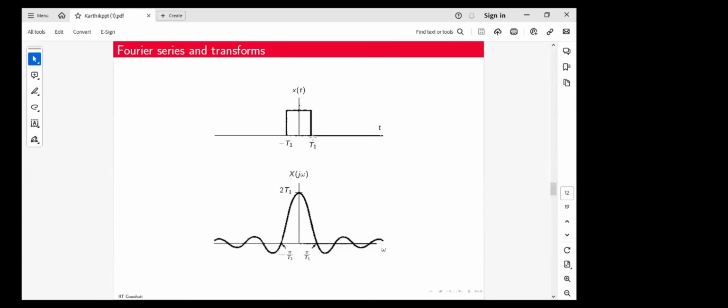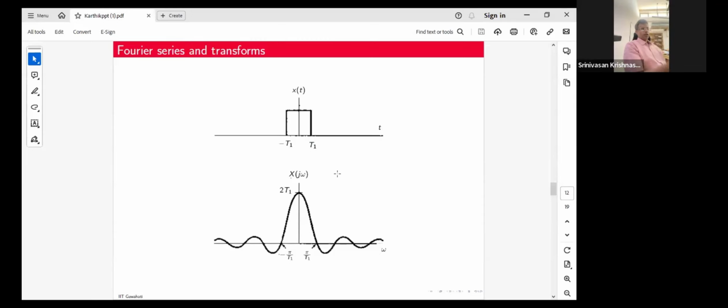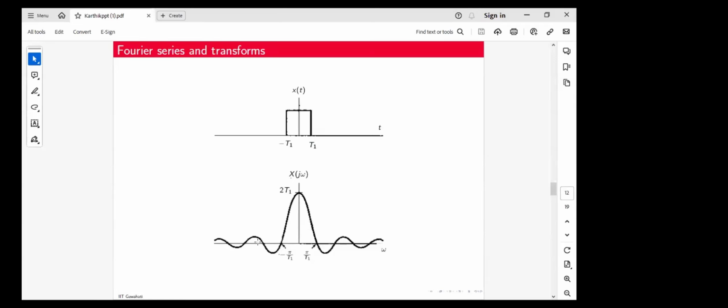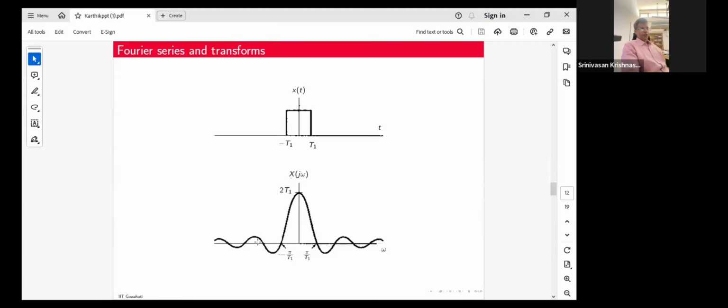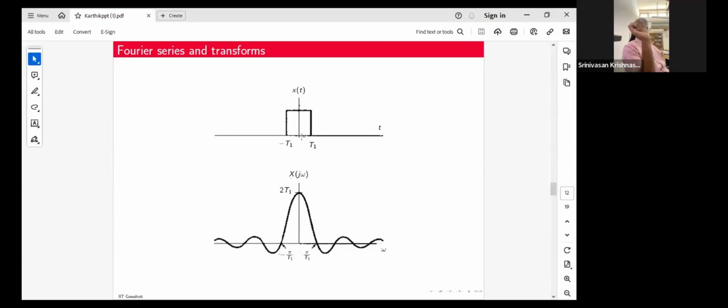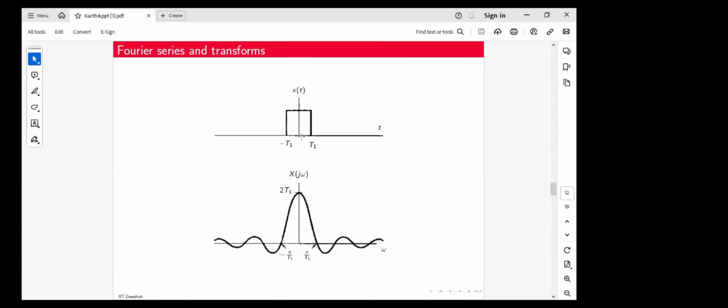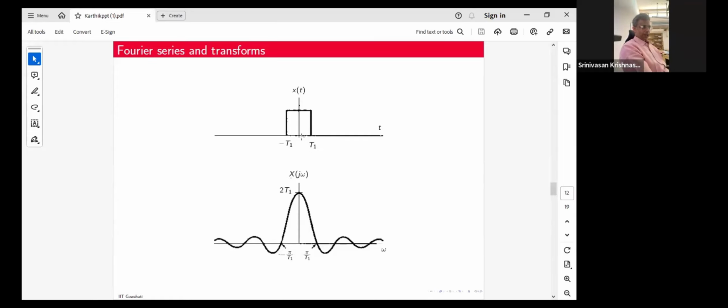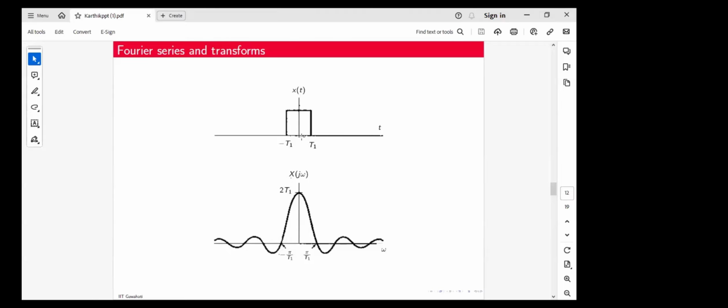As you keep making this narrower and narrower, as you keep reducing this T1, the frequency response becomes wider and wider. At the limiting point where the square wave becomes an impulse, the impulse has a flat frequency response. But for every other square wave, it will have this kind of decaying frequency response.